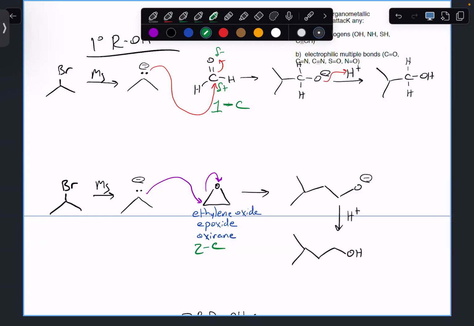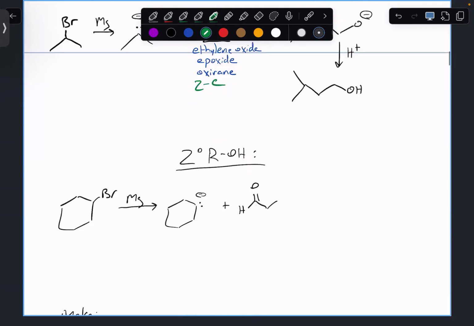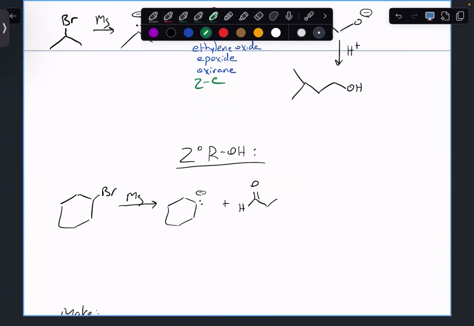Okay, so we've looked at how you can make a primary alcohol using Grignard chemistry. You can do that by adding the electrophile formaldehyde or the electrophile ethylene oxide. How do you get a secondary alcohol? The way you're going to get a secondary alcohol is by adding your Grignard reagent to what I'll call a normal aldehyde.